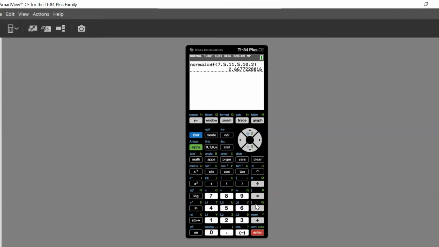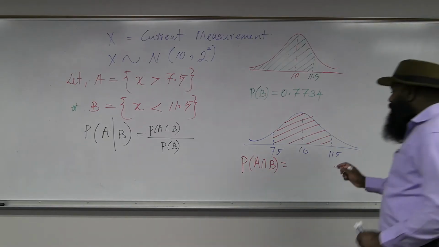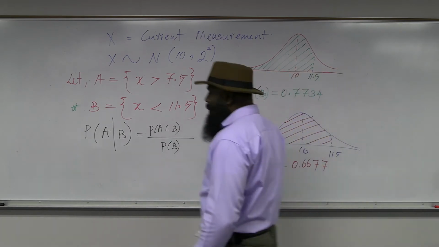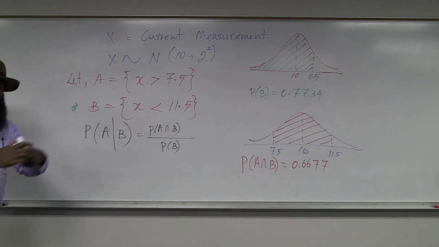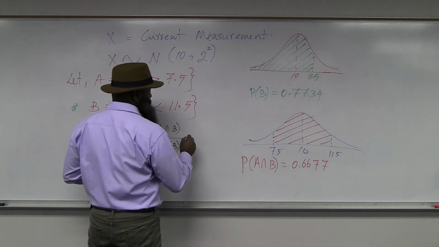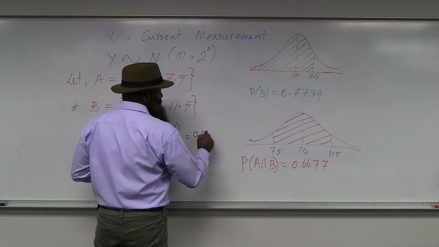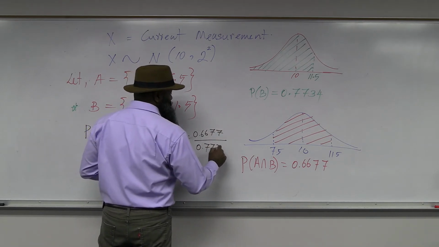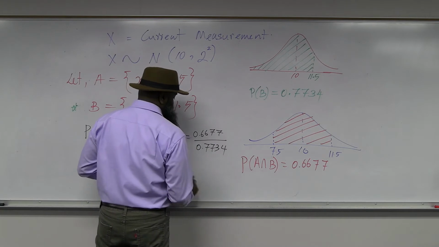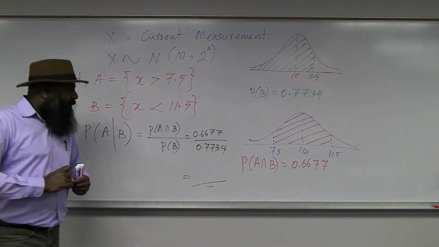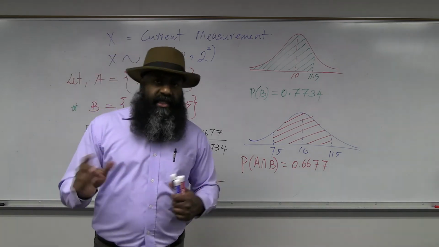The answer is 0.6677. I got 0.6677. So you just have to plug in those two values and divide, and you get the answer. 0.6677 divided by 0.7734, and you can get the final answer. Always go for 4 decimal places, just to be on the safe side.